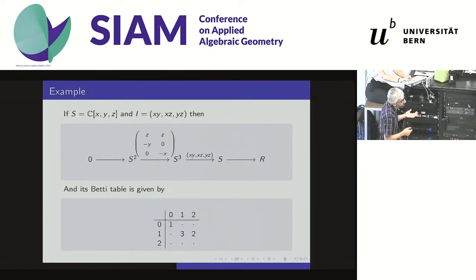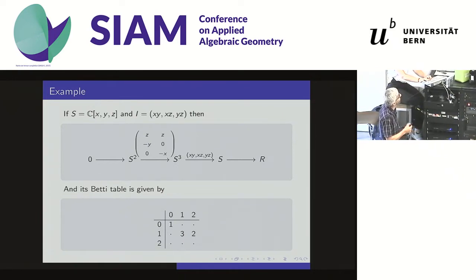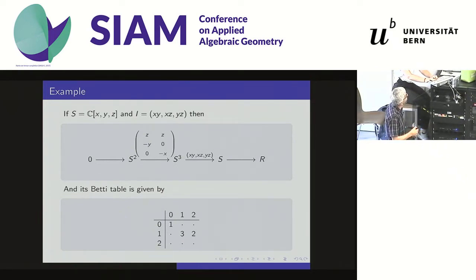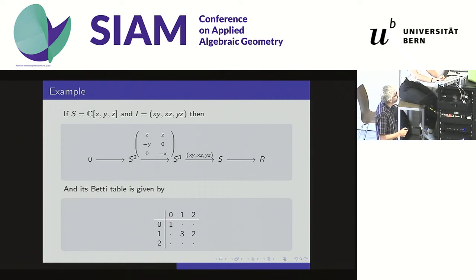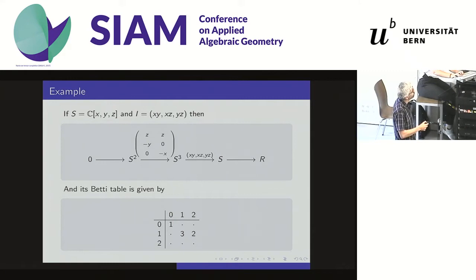So let me give you a concrete example. If you take I to be the ideal generated by xy, xz, and yz, then the minimal free resolution turns out to be the complex that's shown in the upper part of the slide, and the Betti table is this matrix that's written here. Now, how do you read the matrix? The important thing is that the columns 0, 1, and 2 correspond to the 0th syzygy module, to the first syzygy module, and to the second syzygy module.